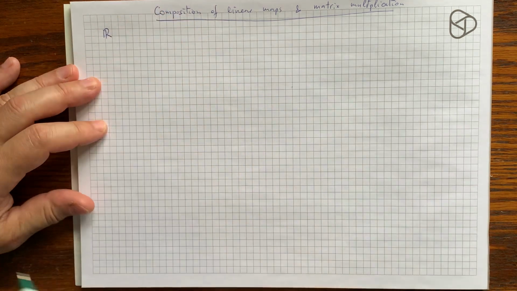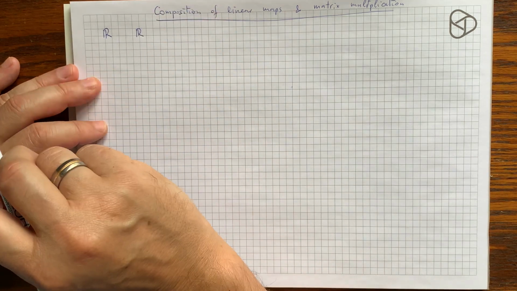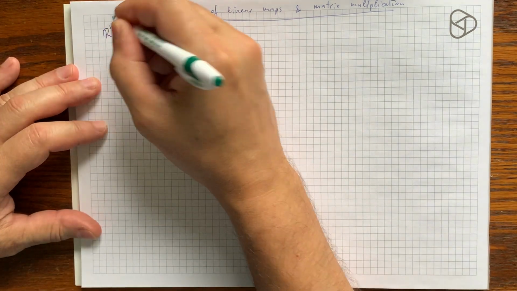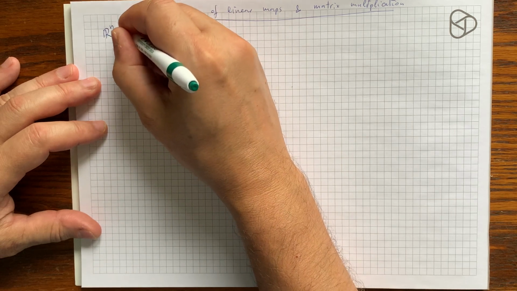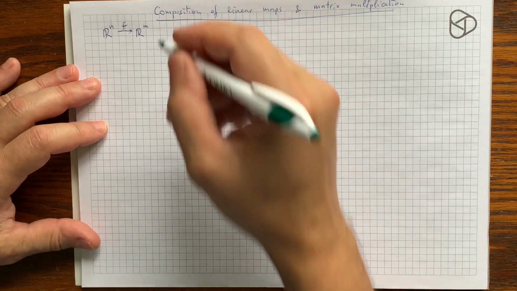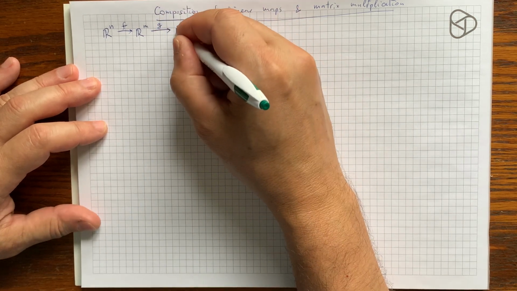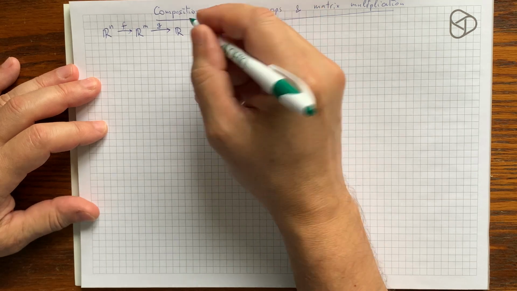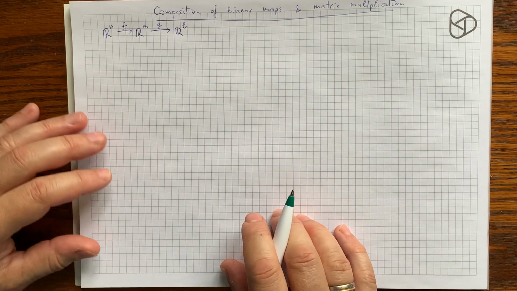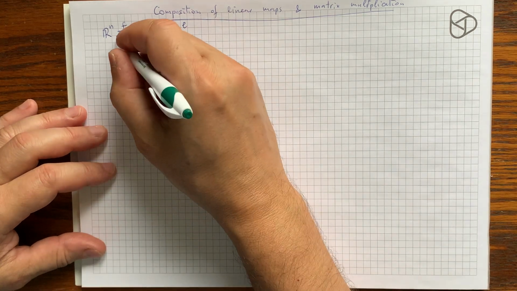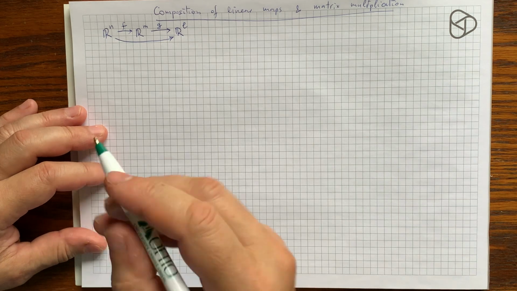To have a composition possible, we have to have a pair of composable functions or maps. So let's imagine that we have the first transforming n vectors into m vectors, and then we have the second which can follow up transforming m vectors into something else. And both of them are linear. But even without them being linear, we can form what is called a composite.